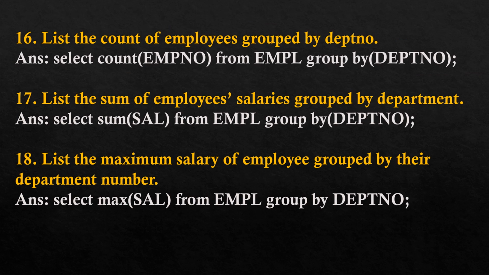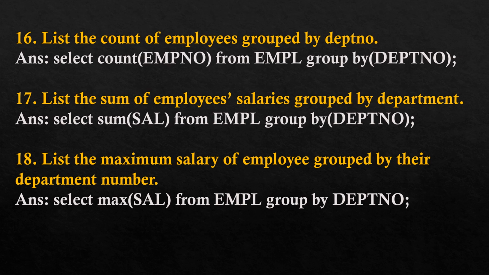Now list the count of employees grouped by department number. Now select count of employee number from EMPL group by department number. It will just group the data according to the department number and it will count how many employees are there in each department. Now list the sum of employee salaries grouped by department. So select sum of salaries from EMPL group by department number. So the data will be grouped according to the department number and it will find out the sum of the salaries of the employees of each department.